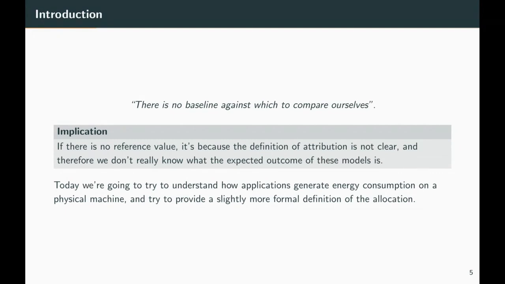And in the context of a server running different applications at the same time, like for example in the cloud or on your laptop, in most cases you have plenty of applications running on one physical server. We are going to see that the concept of energy consumption of a server is not as straightforward as we can think.